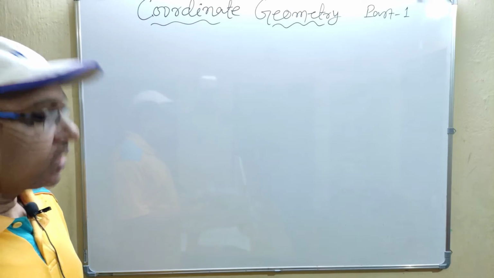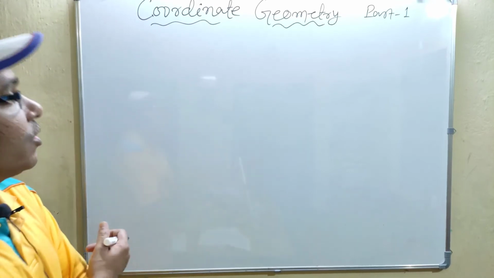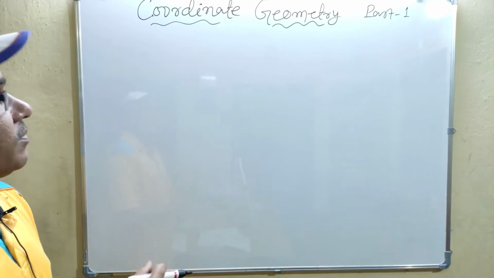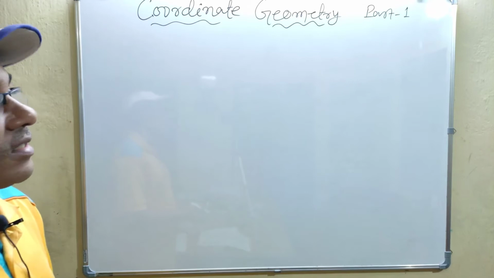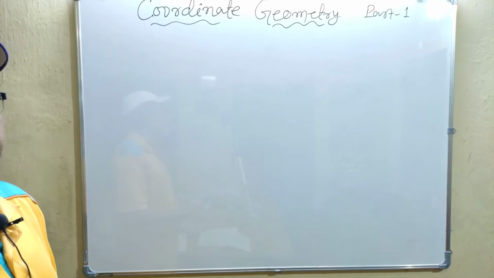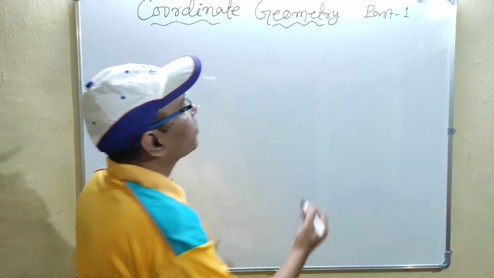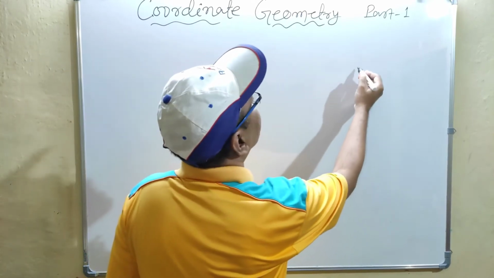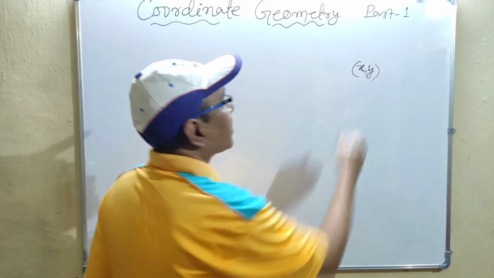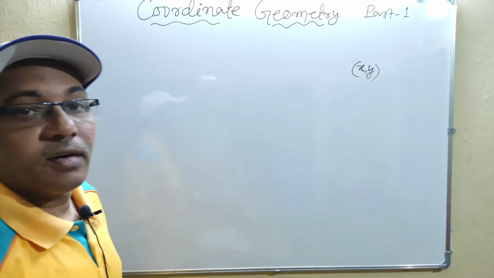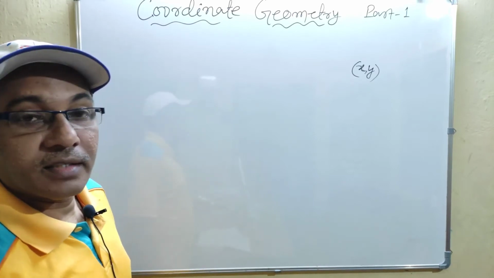This is in class 10 as well as in class 11. Coordinate geometry is a branch of mathematics in which we study geometry in terms of algebra. Also in coordinate geometry we use 2 numbers in this way, (x, y) in a bracket, to indicate position of a point, called coordinate of the point.